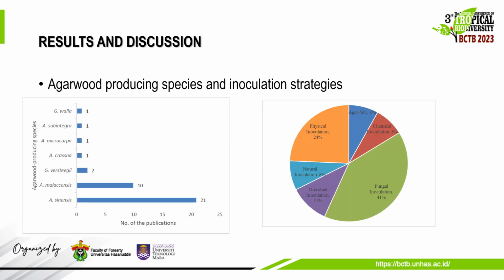Most studies utilize Aquilaria sinensis, with about 21 publications, while Aquilaria malaccensis has 10 publications. Moreover, 5 countries utilize Aquilaria malaccensis, while only 2 countries utilize Aquilaria sinensis. In terms of inoculation strategies, fungal inoculation was about 41%, which has the highest percentage, and the least were the natural inoculation, agar-wit, and chemical inoculation strategies.